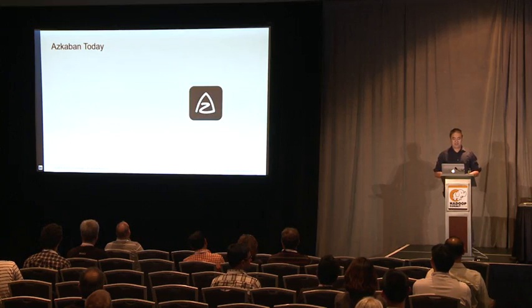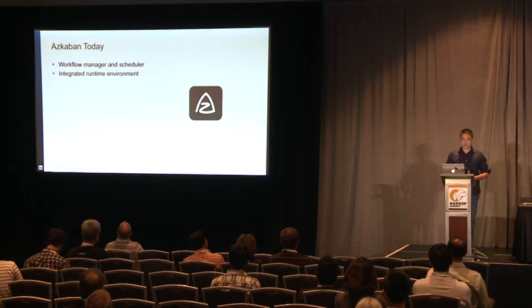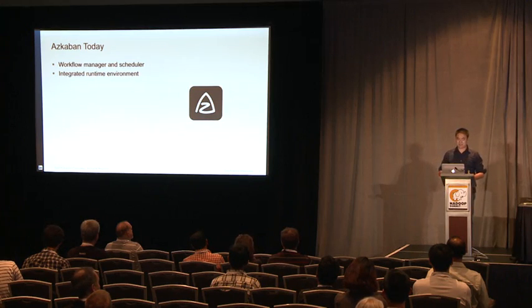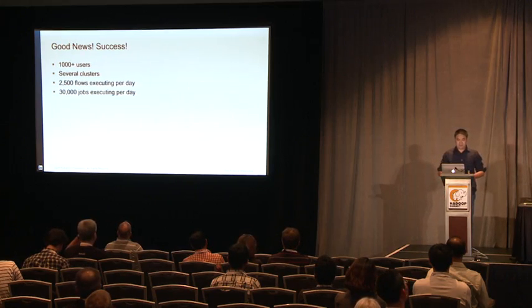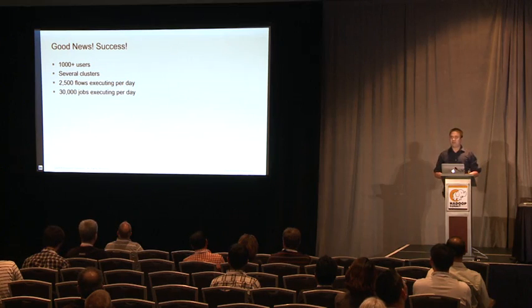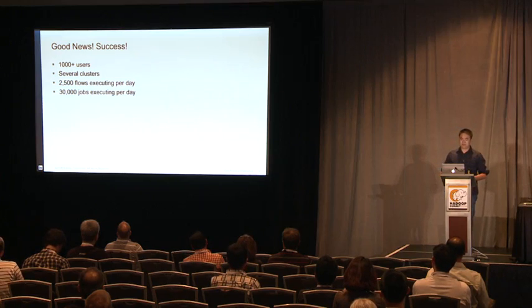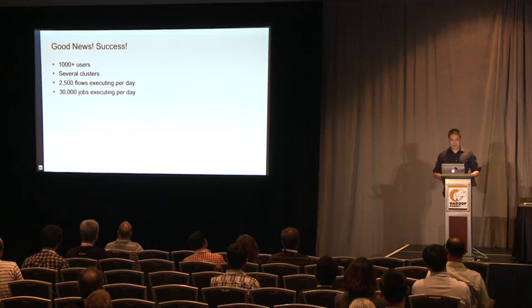So Azkaban started off as just a workflow scheduler for Hadoop. Today, it is also an integrated runtime environment where users can develop and run complex workflows consisting of Pig, Hive, and MapReduce and other types of jobs, as well as a unified front end for Hadoop tools. In the first year, we had about a dozen different workflows to manage and a handful of people that use them. Over the last 4 and more years, we've grown to have over 1,000 different users. We have Azkaban instances running on now over 6 different clusters. We have 2,500 flows accounting for the 30,000 different jobs executing per day. And we have jobs that run from just a few minutes all the way to about 8 days.